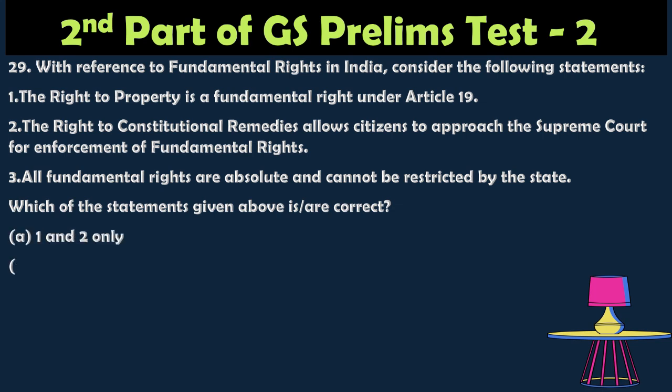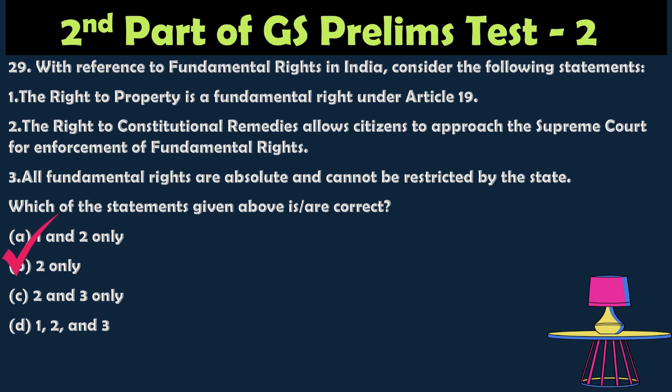Option A, 1 and 2 only; option B, 2 only; option C, 2 and 3 only; option D, 1, 2 and also 3. The correct answer is option 2 only, because the right to property was removed already. By the 44th Amendment in the year 1978, it was removed and is now a legal right under Article 300A, so statement 1 is incorrect.